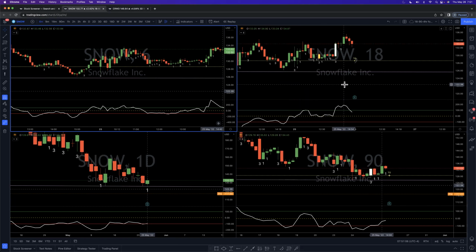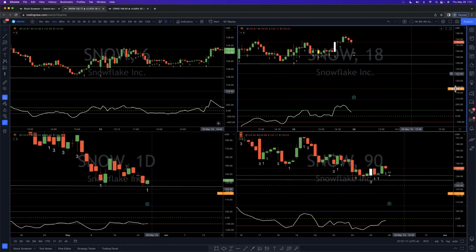So just be patient, wait for that 18-minute to close, and potentially even the 30 close, right? So wait for the top of the hour. So just be careful with those anytime you have big gappers like that.